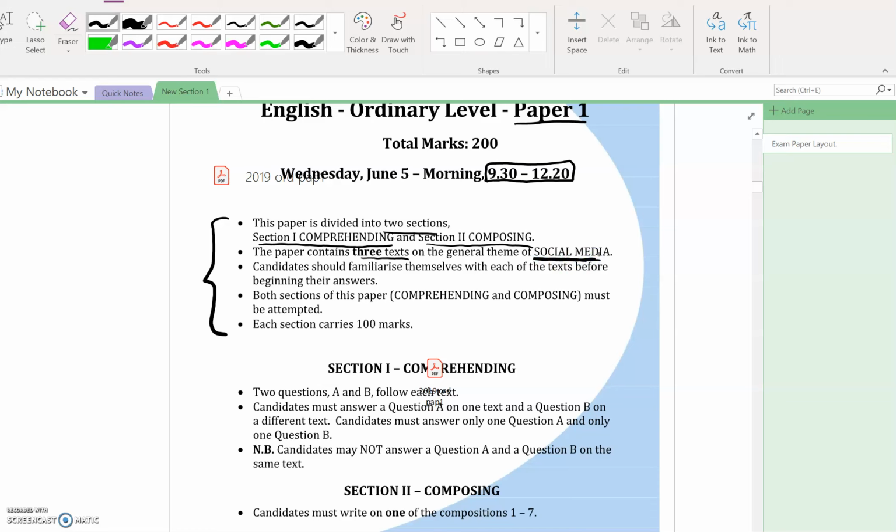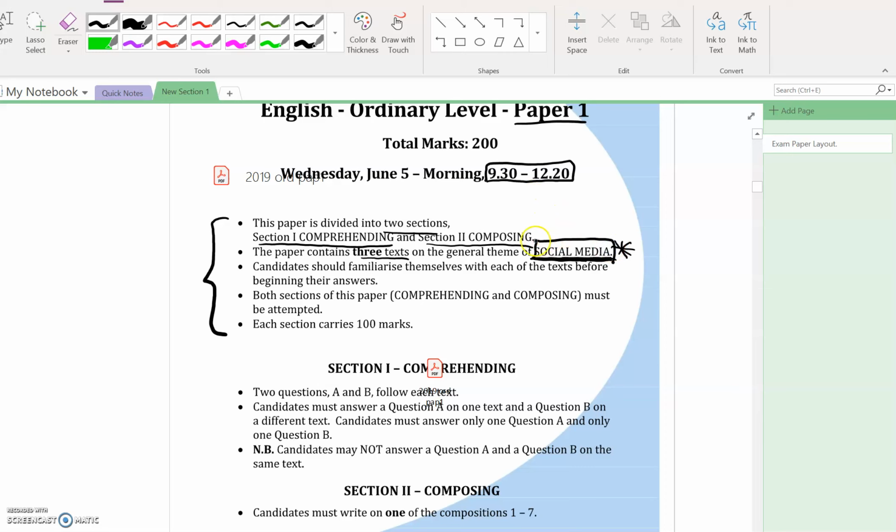So in your exam, it will be a different theme. We don't know what theme it will be. The State Exams Commission picks the theme each year, and it varies. Throughout the exam paper, that theme will be seen in all of the texts and in the questions. So it's nice when you get your exam paper in June to take a look at what the theme is and just keep it in mind. It's not crucial, but it's nice to have an idea of the general theme of the paper. This 2019 paper's theme was social media.